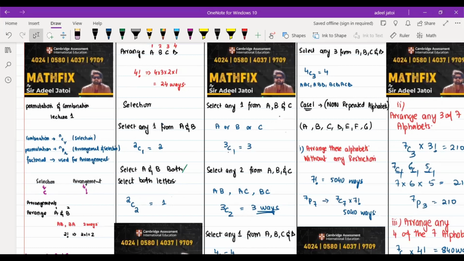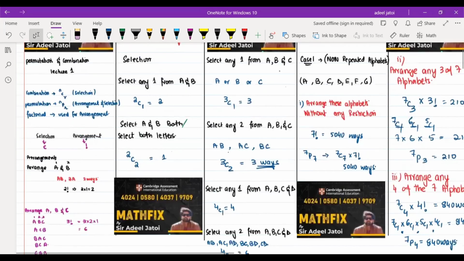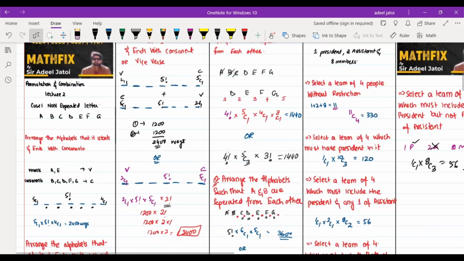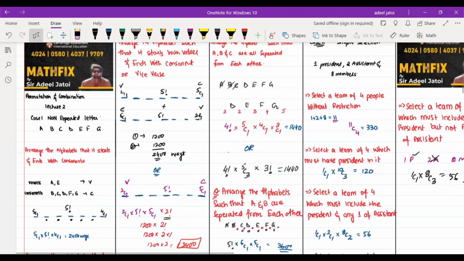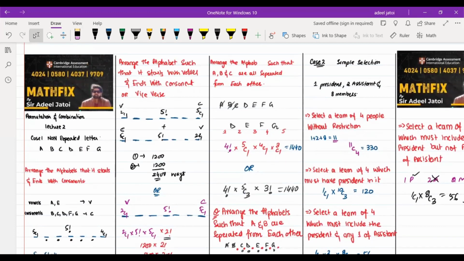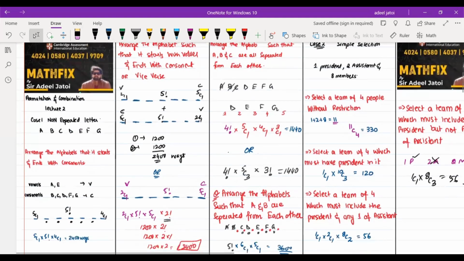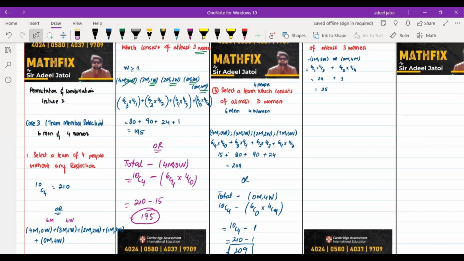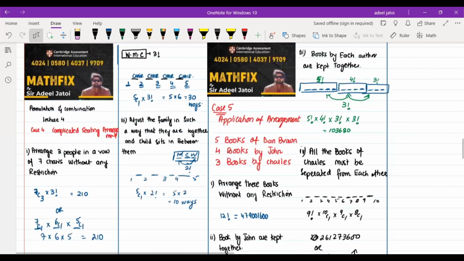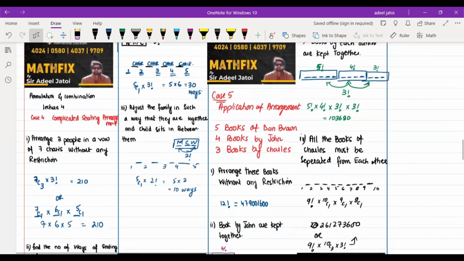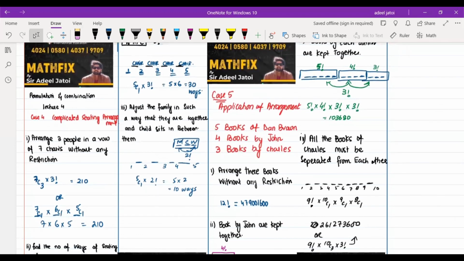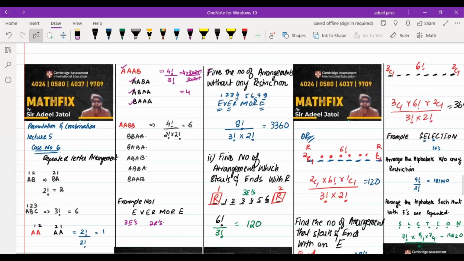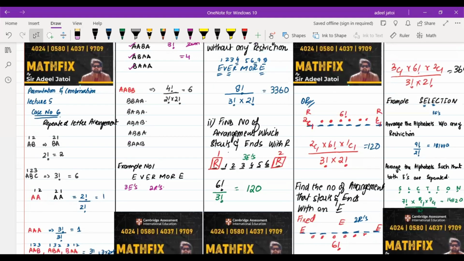We went with non-repeated alphabet in case number 1. Then in case number 2, we went with simple selection with 1 president, 2 assistants, and 8 members. With case number 3, we had 6 men and 4 women. That was team member selection. Then we had case number 4, that was complicated seating arrangement. Case number 5 was application of arrangements. Case number 6 was repeated letter arrangement that we did in the last class.